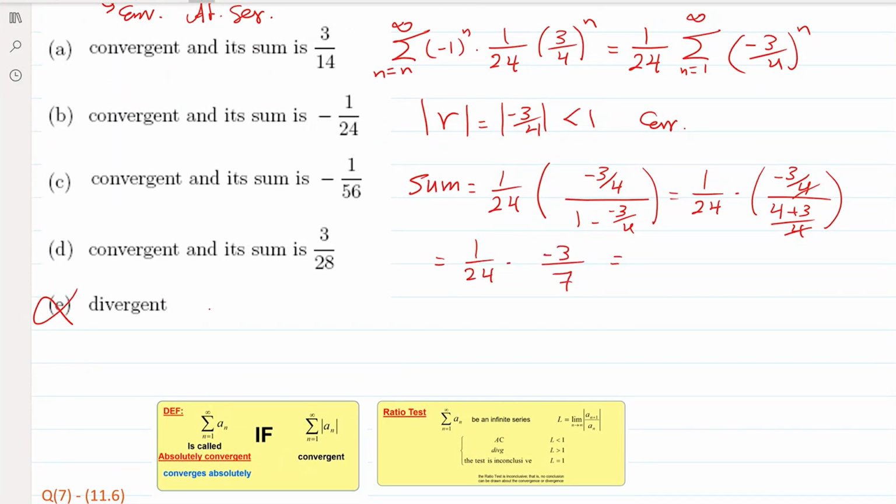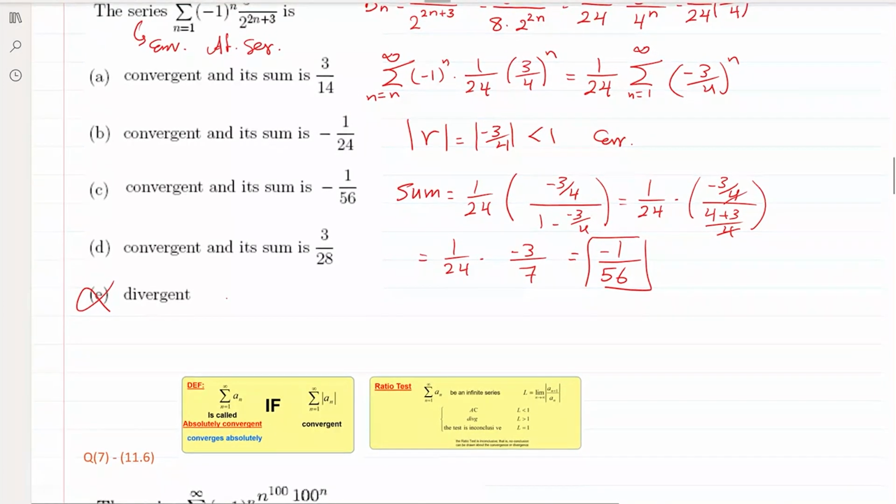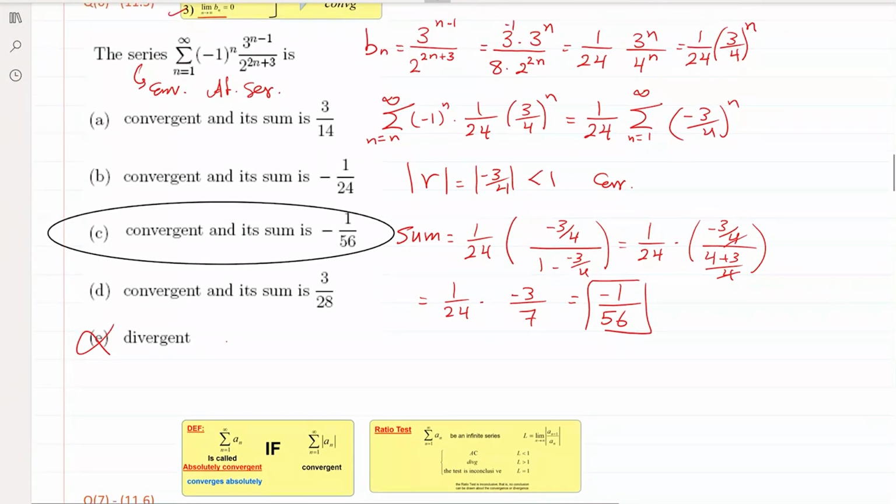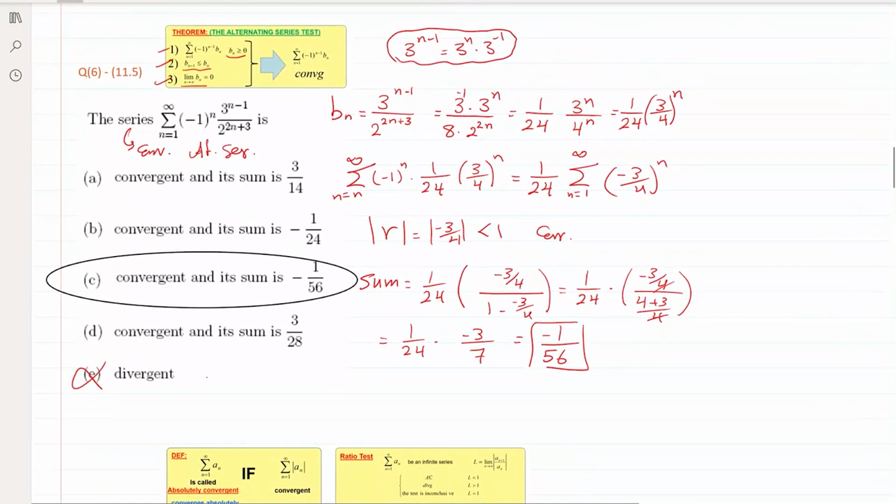And this is equal to what? Minus 1 over 7 times 8, 56. So what is the solution? It is C. The sum of this alternating series is minus 1 over 56. Is it clear now? Did you understand why I always ask you to look for the choices? Look for the choices, then you decide.